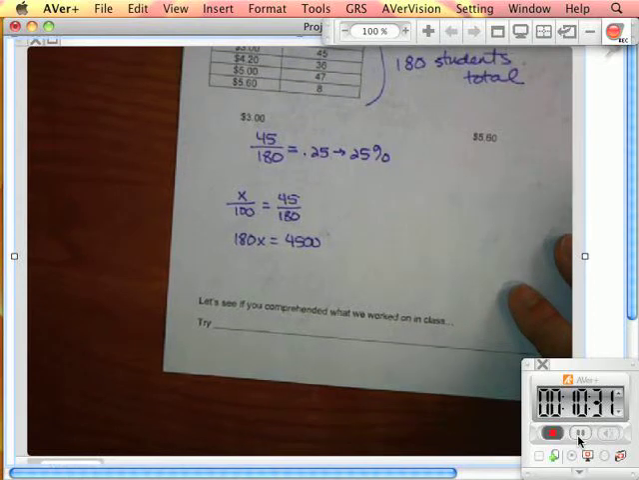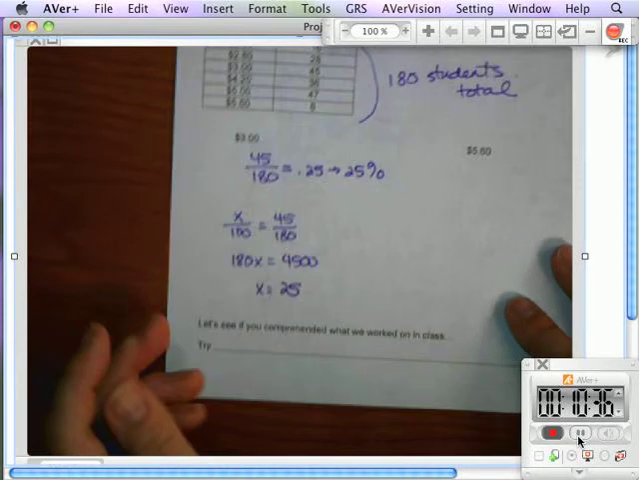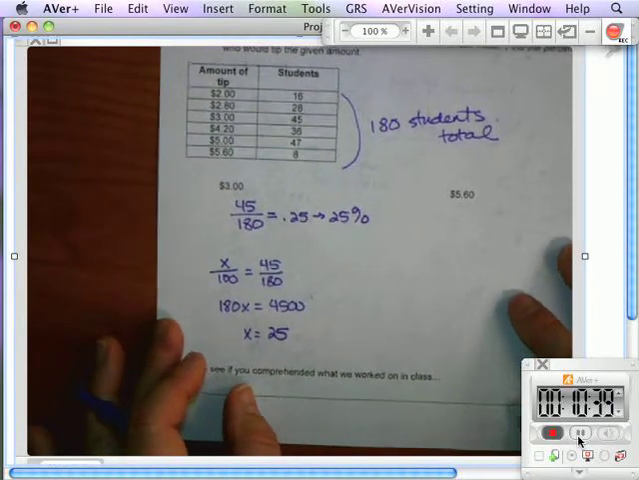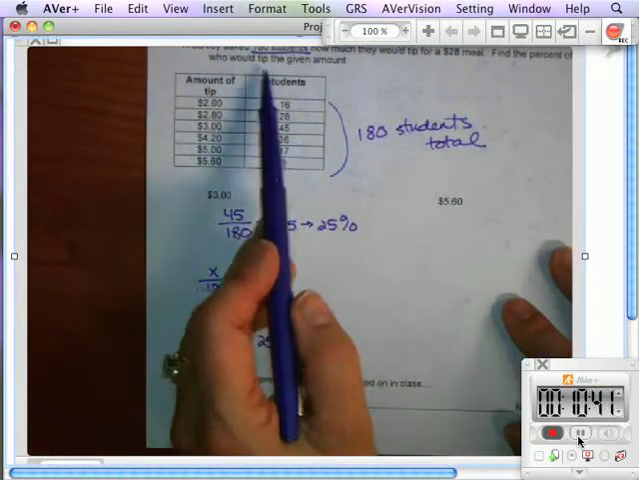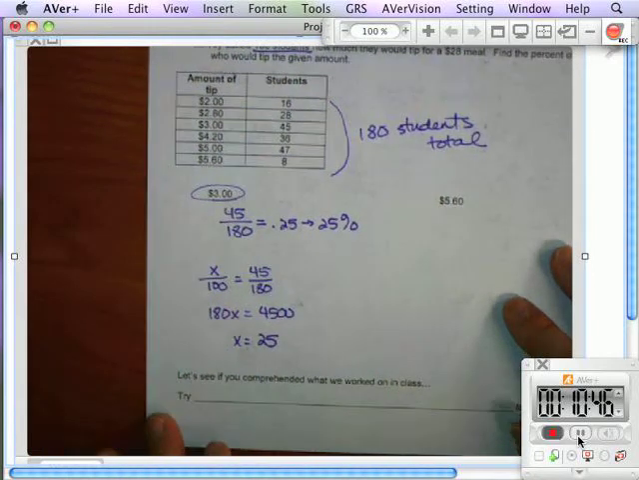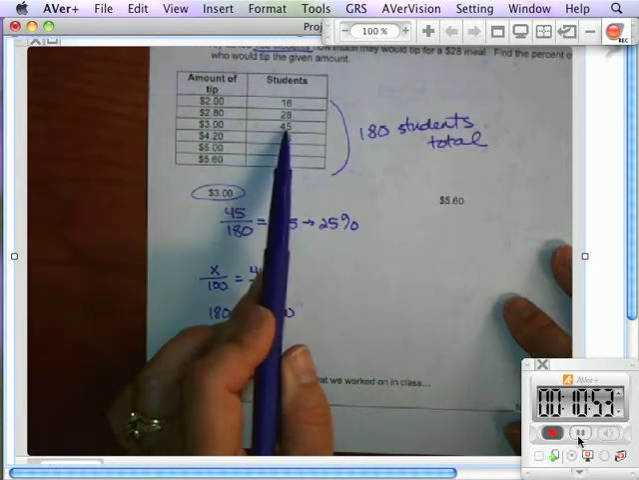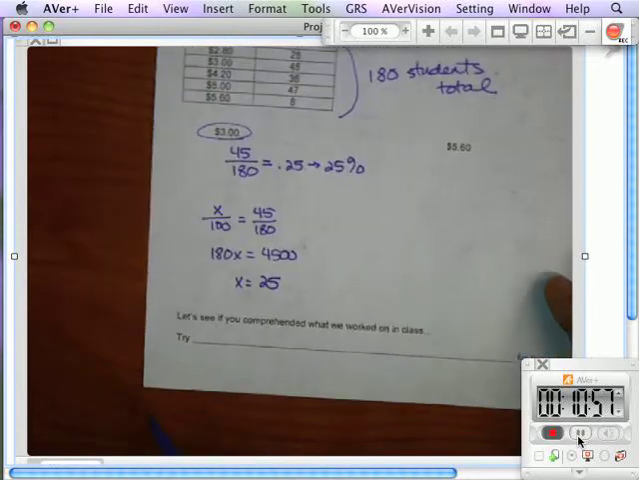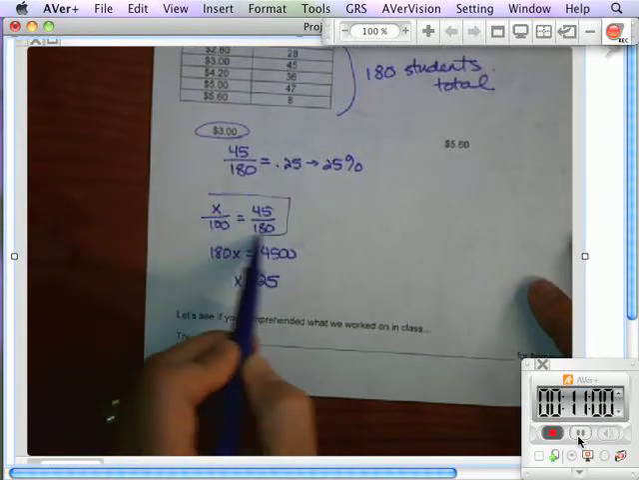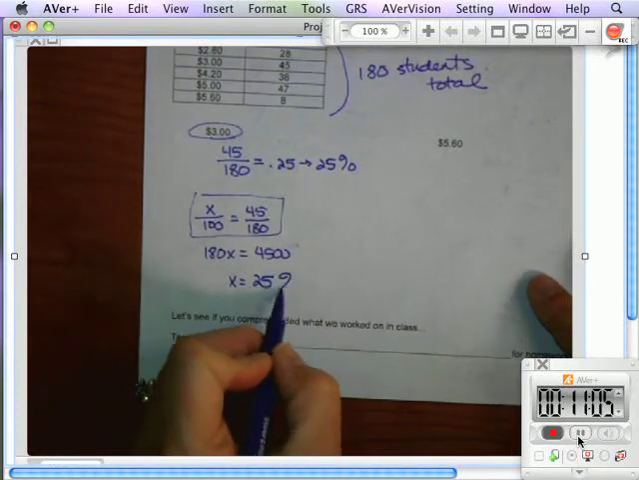Why didn't you put the 28 in? The 28. How much? But find the percent of students who would tip the given amount. How many students tip $3? But it says how much they would tip. It doesn't matter. You're looking at the table, and it says this is the amount of the tip, and 45 students tip that. So you use that number and the total students. And you can set it up like a proportion here also. You get the same answer. I should write percentage.